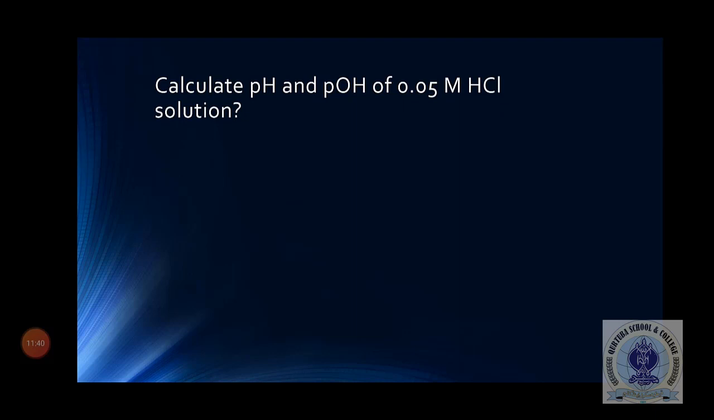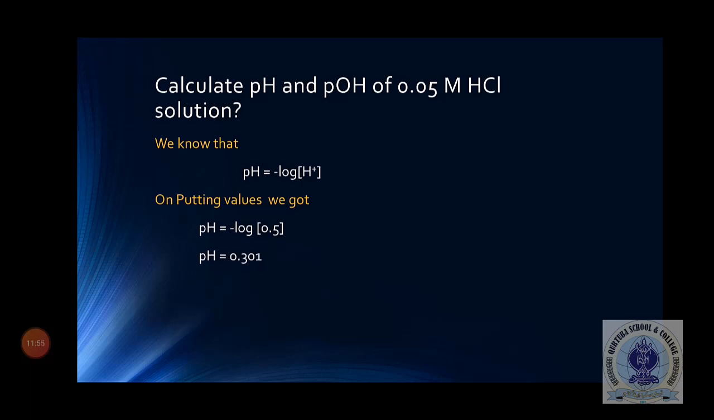Now calculate the pH and pOH of a 0.05 molar HCl solution. We know that pH equals the negative log of hydrogen ion concentration. Now we are going to put in the values. So pH equals minus log of concentration 0.05, and we will get the value pH equals 1.301. Now we know that pH and pOH add up to 14.